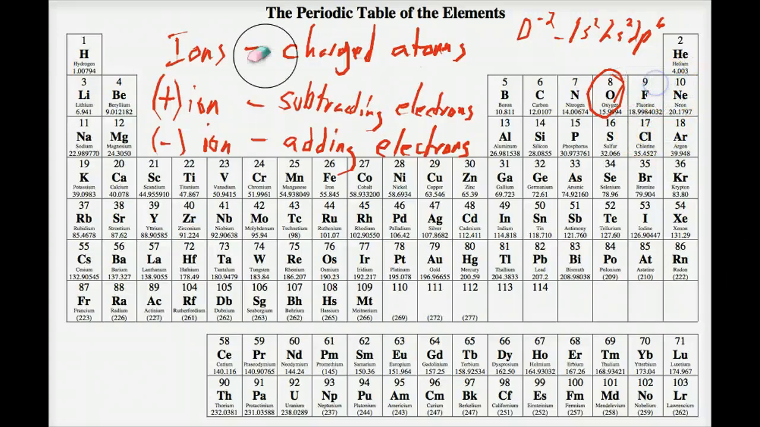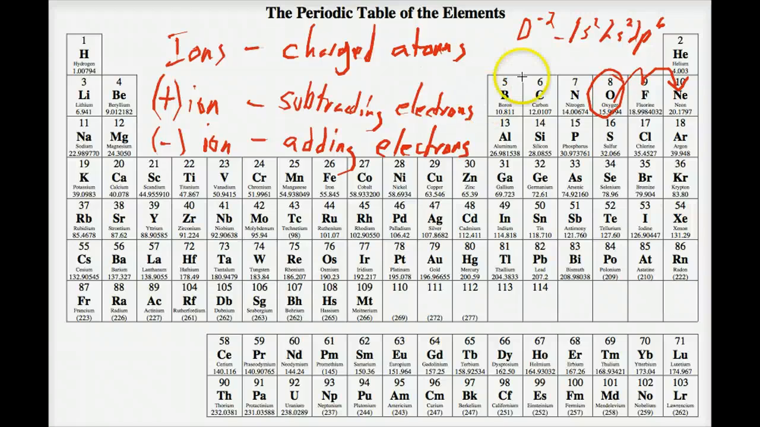It doesn't do that though. It doesn't pick up 1. It picks up 2 electrons. And when it does that, it now has the electron configuration of neon. It's achieved a certain degree of stability, just like the noble gas neon. Now, is my oxygen now neon? No. It's still a type of oxygen, but it's an oxygen with a charge.